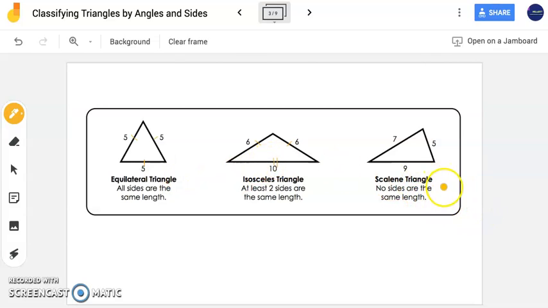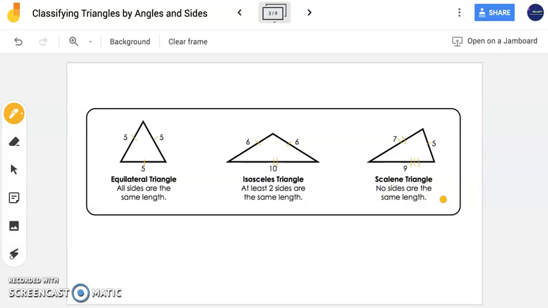Now, the last type of triangle we have is a scalene triangle. That means no sides are the same side length. Now, notice here in this triangle we have 5 units, 7 units, and 9 units, but you might see this with one dash, 7 units is 2 dashes, and 9 units is 3 dashes. Now, notice each side length has different markings on it because all 3 sides are different side lengths.